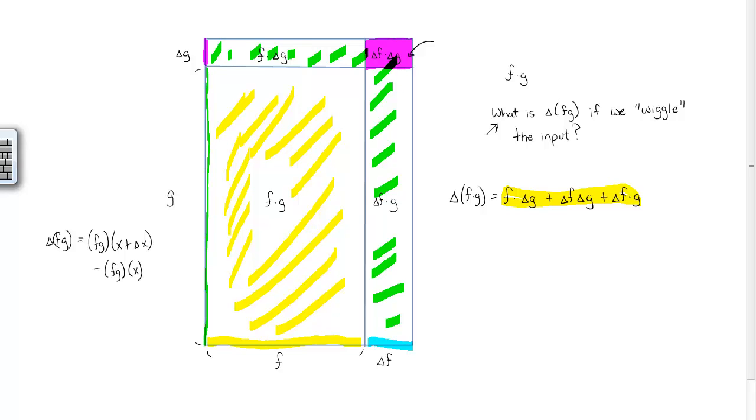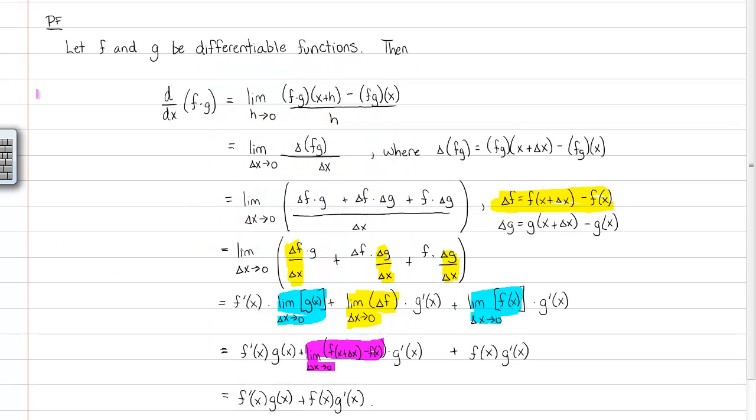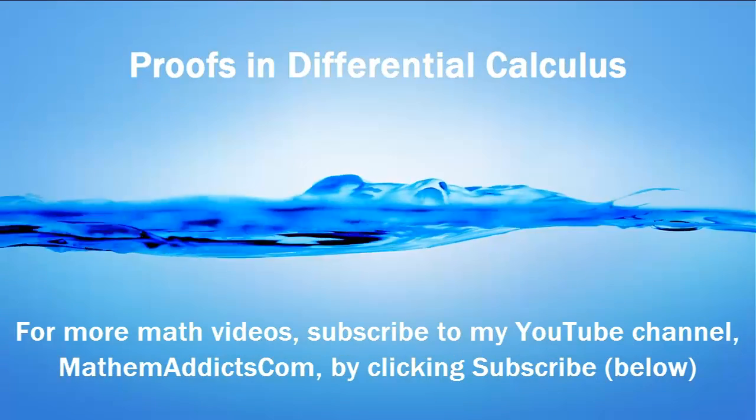Alright, so that's the proof of the product rule. Turns out the quotient rule is not so bad, but the product rule, that's the one that's difficult to prove initially.